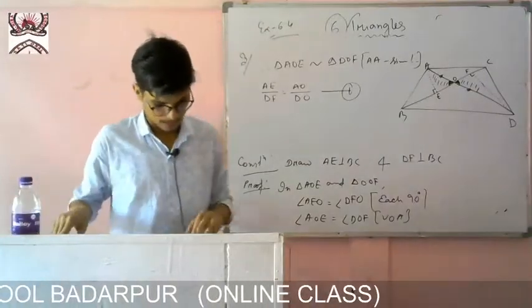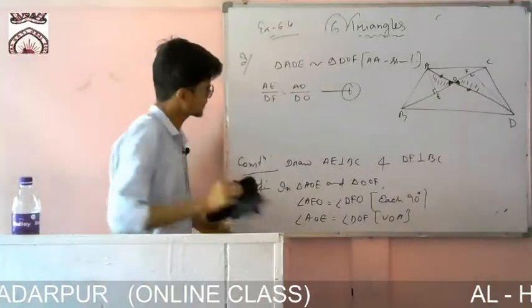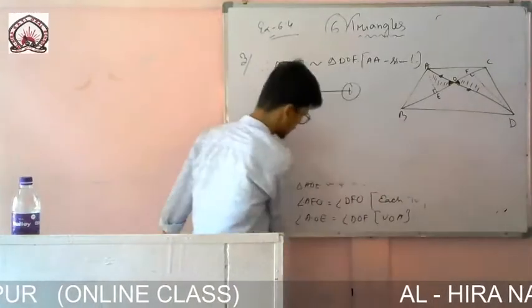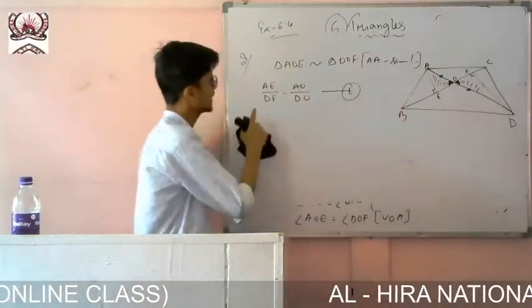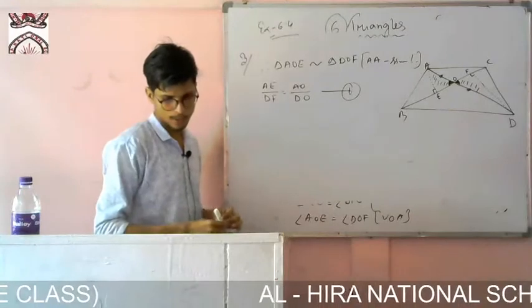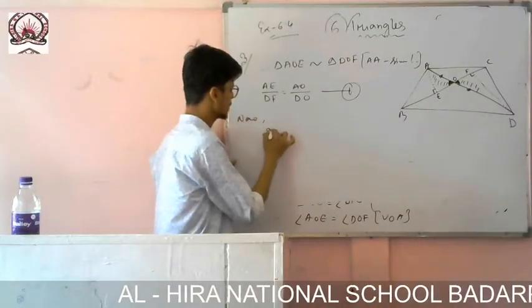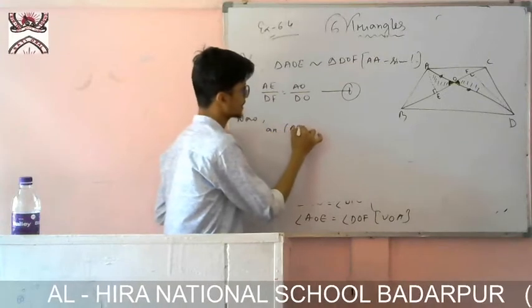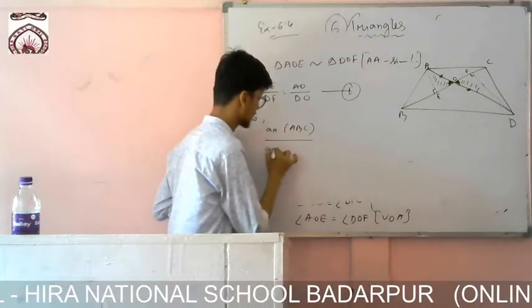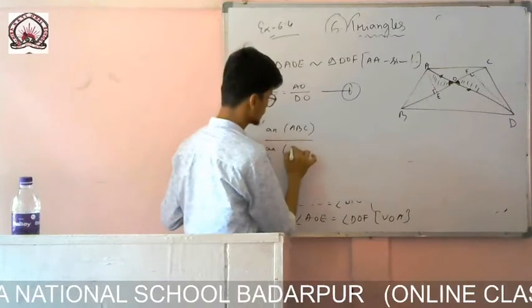Okay, now let us come to the question. What I need is the area of the triangle. I have AE by DF equals AO by DO. So now, what is the area of the triangle? Area of which two triangles? Area of triangle ABC by area of triangle BDC.